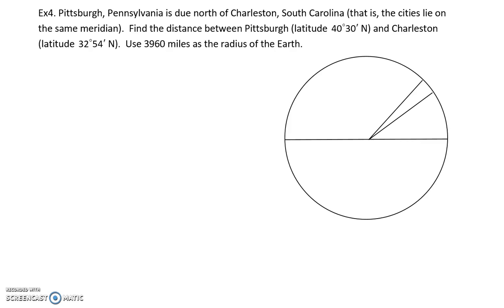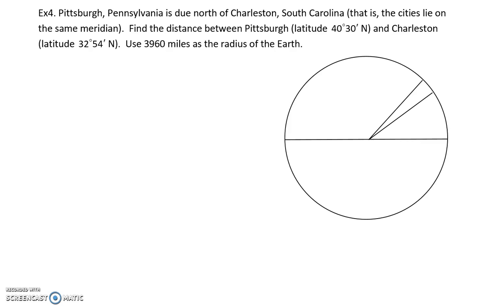Let's look at an application of using the arc length formula. Example 4 says Pittsburgh, Pennsylvania is due north of Charleston, South Carolina. That is, the cities lie on the same meridian, the same line of longitude. Those are also called meridians.